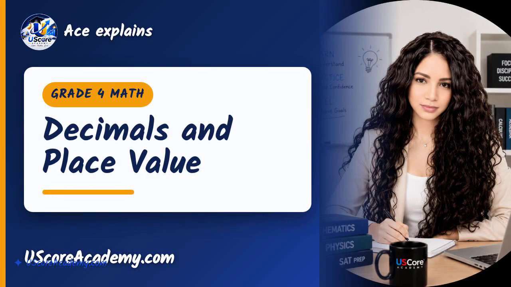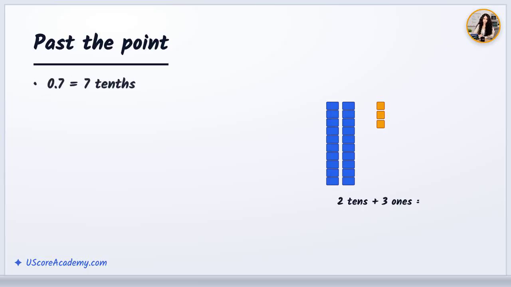Let's learn decimals and place value together, step by step. A decimal shows part of a whole using a decimal point. The first place after the point is the tenths place. 0.7 means 7/10, or 7 out of 10 equal parts.